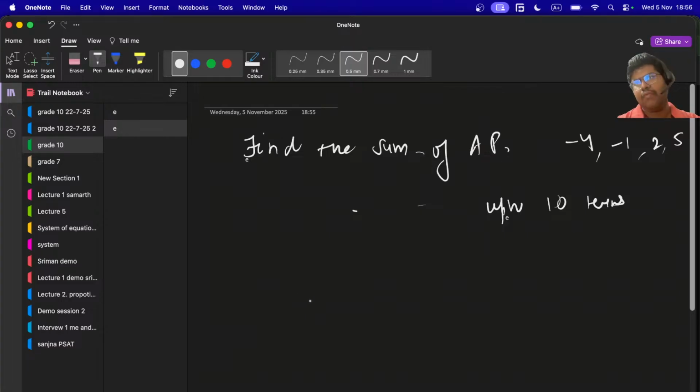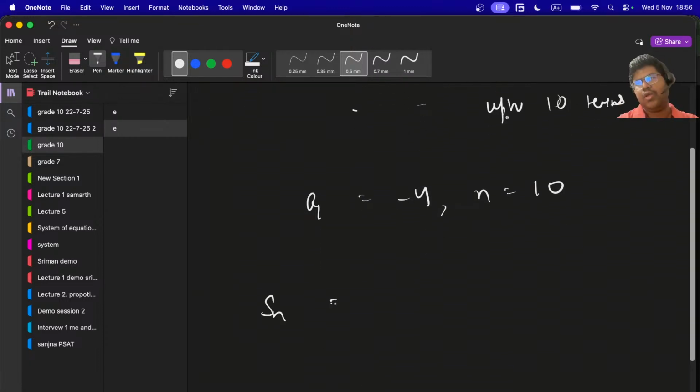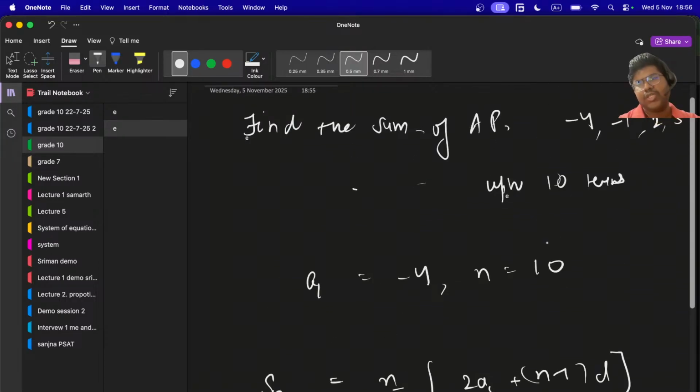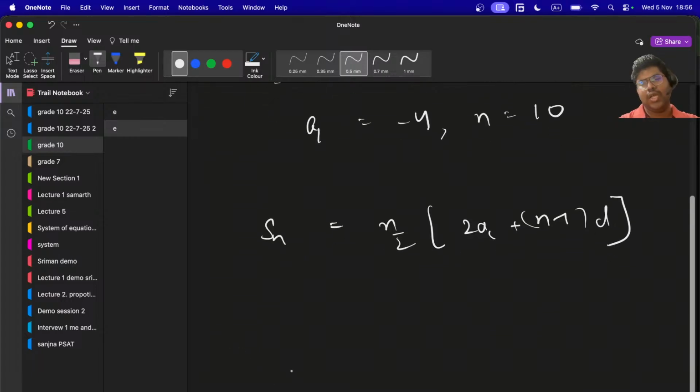So what is the idea? I can write a1 equals negative 4 and n equals 10. Then using the formula, Sn equals n over 2 times 2a1 plus n minus 1 times d. And I also know from the sequence that d is minus 1 minus minus 4, which is 3. So d equals 3.